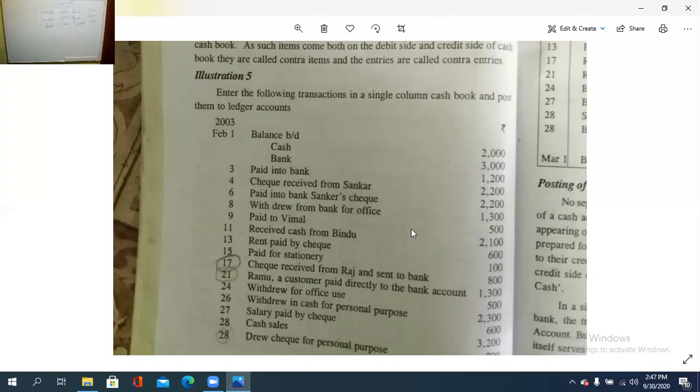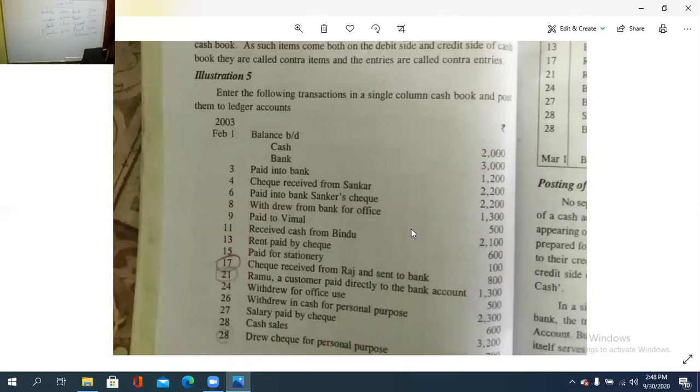Then received cash from Bindu. ബിന്ദുവിൽ നിന്നും ക്യാഷ് കിട്ടി. അപ്പോ ഇവിടെ ബിന്ദുവിന് ഡെബിറ്റ് കൊടുക്കണം. So Bindu 2,100. Then rent paid by check. So rent account debtor to cash. Rent, how much? 600. Then paid for stationery. So stationery, sorry, 100.